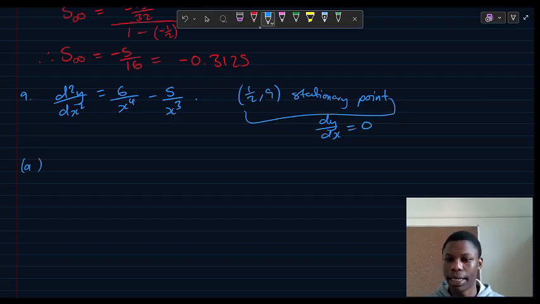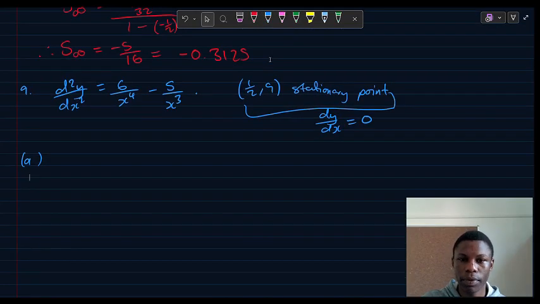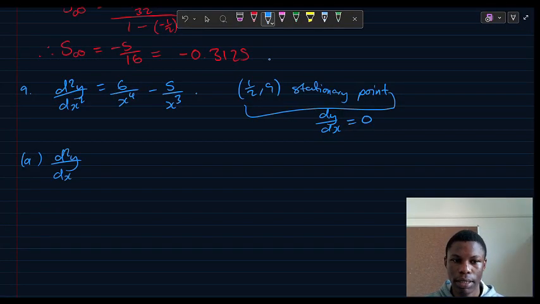And then in part A, they say to use the expression for d squared y over dx squared to determine whether the stationary point is a maximum or a minimum point. Okay. So here we're just evaluating our second derivative at the stationary point. So we're evaluating the second derivative at x equal to 1 over 2. This is just fancy notation to say that I'm evaluating my second derivative when x is 1 over 2.